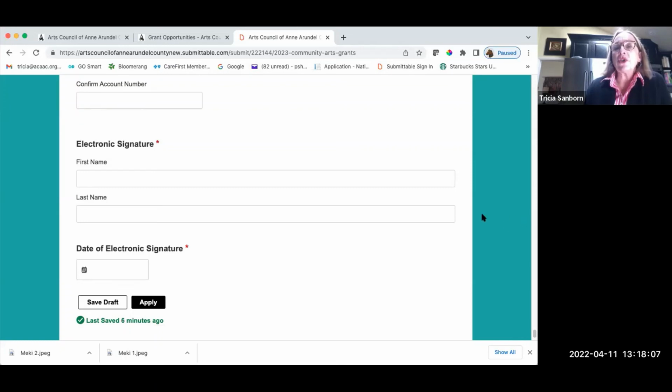Anybody have any questions on the application? Not seeing any. I have a question. Sure. You said that you don't need a Maryland certificate of good standing. You don't necessarily need the certificate. We're perfectly happy with the screenshot. It tells us the same thing and doesn't cost anything.